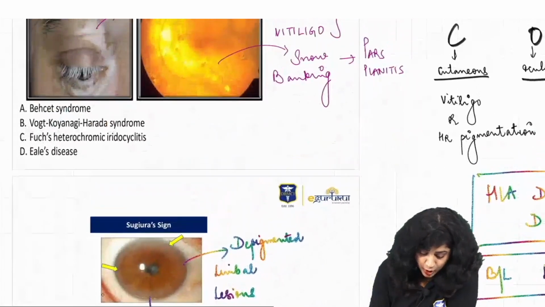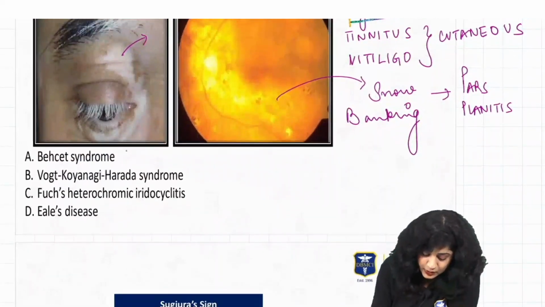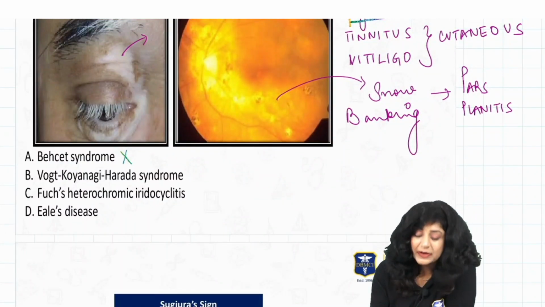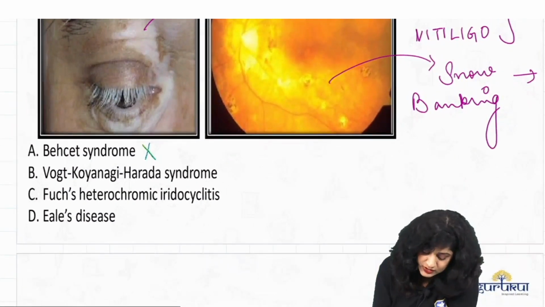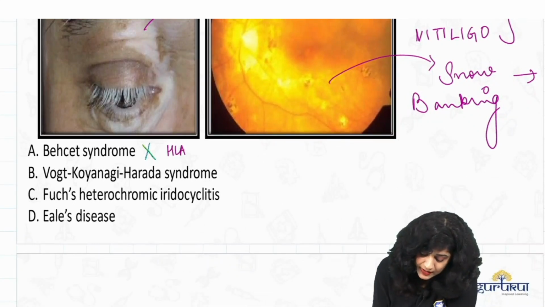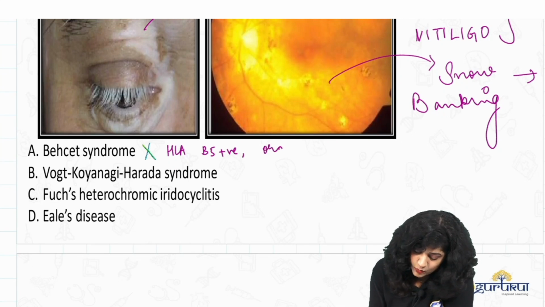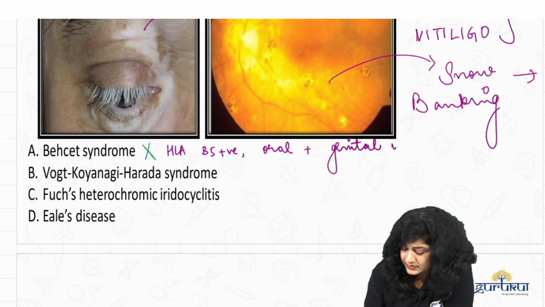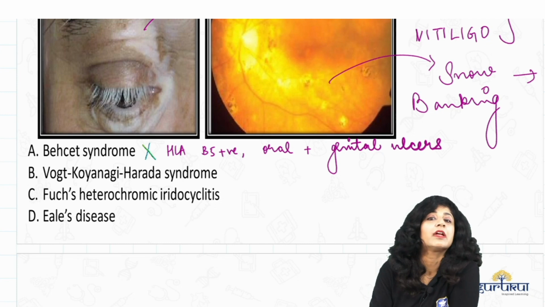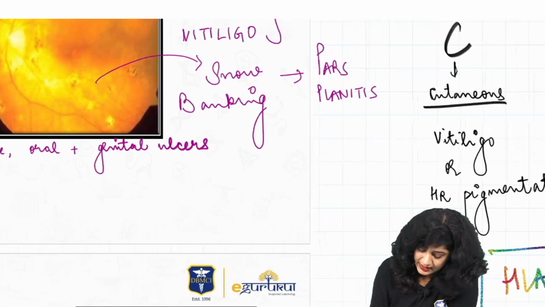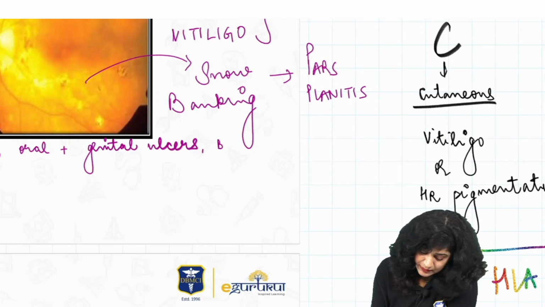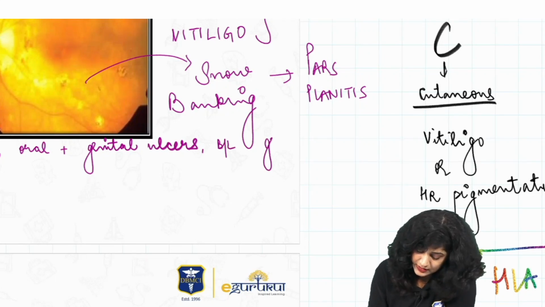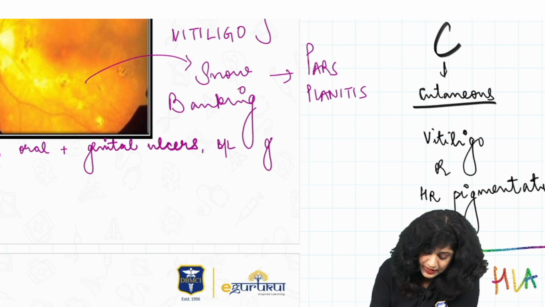So if you look at the options, is it a Behçet syndrome? No. What are the things that you are expecting to find in the Behçet syndrome? So in Behçet syndrome, it is HLA-B5 positive, and basically you get the oral ulcers plus the genital ulcers. It is known for its ulceration. So if you are getting ulcers in the question, think about the Behçet's disease, and B for Behçet's and B for bilateral.